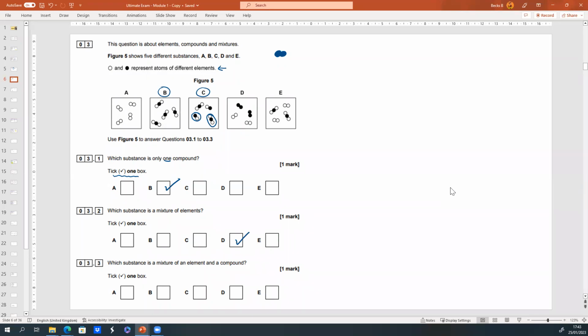Which substance is a mixture of an element and a compound? So this is purely an element, compound, mixture of compounds, mixture of elements. So here we've got a compound and an element because they're the same type. Right, so we are going for E.